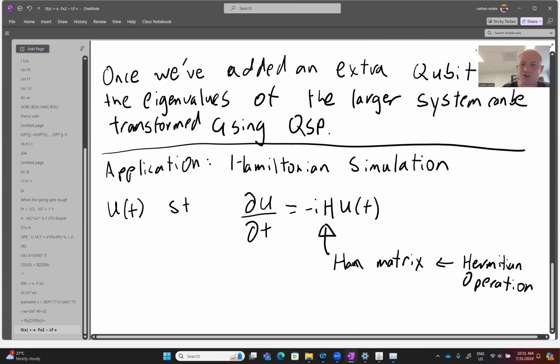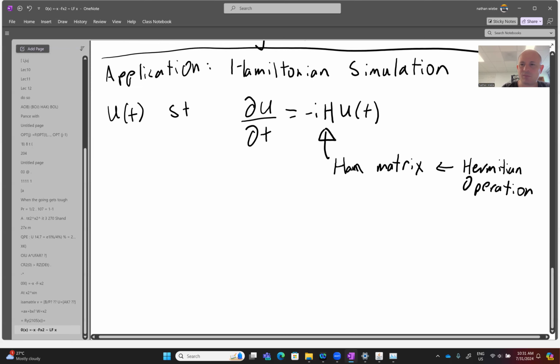Okay. Now the solution to this differential equation can be seen. First, you can see it by doing a series expansion and verifying that this series expansion satisfies it. But the solution in general to this is u of t equals e to the minus i h t. Okay, so the task is then to end up building this guy over here.